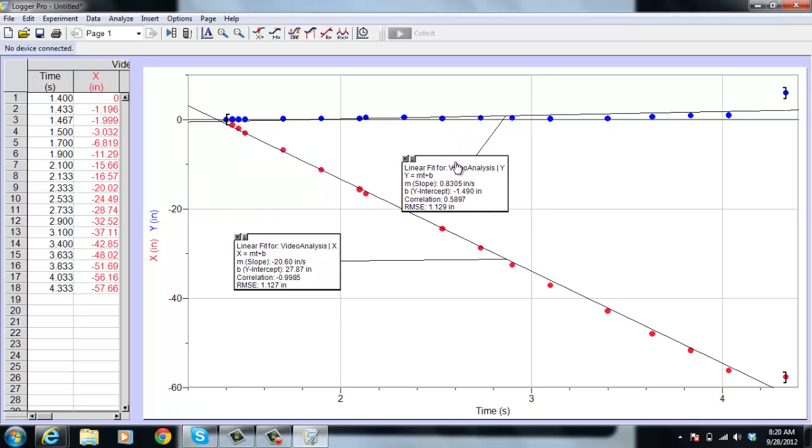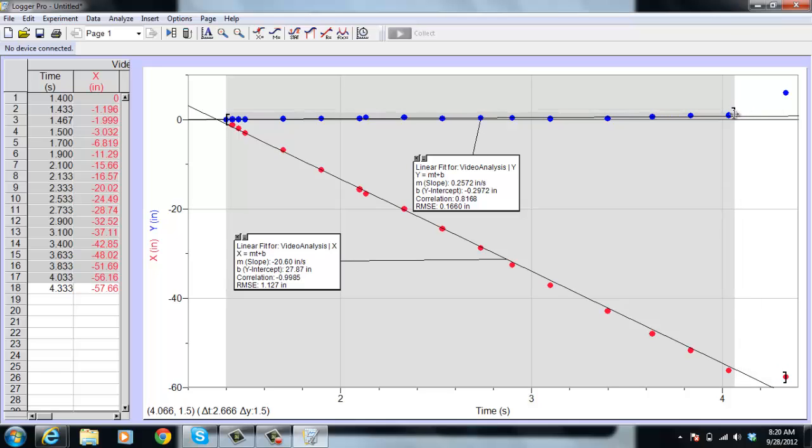And look, it is. It's pretty close to 0. It says 0.8 inches per second. That's probably because of this point right here. We bring it back in here. Look how much it comes down. It goes to 0.25 inches per second. That's not very much. The velocity that it has is probably because of old shaky hands back here holding the camera and moving up and down as the ball rolls across the screen.